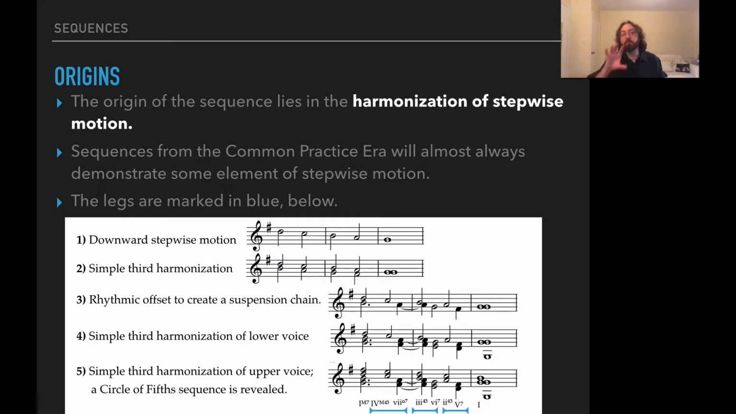Now, let's say that we rhythmically offset that stepwise harmonization and created a suspension chain. That's quite nice. Then we could have simple third harmonization of the lower voice as well. Then let's have some simple third harmonization of the upper voice. So we have two strands of thirds offset from each other.